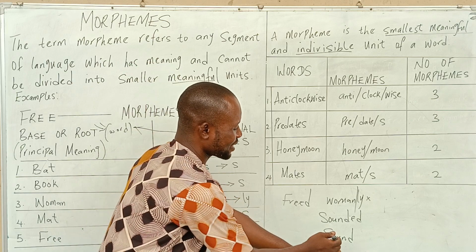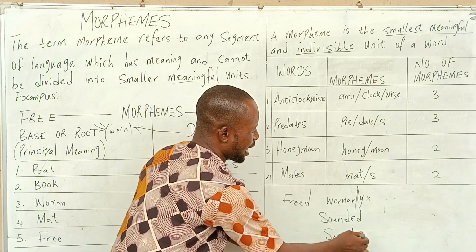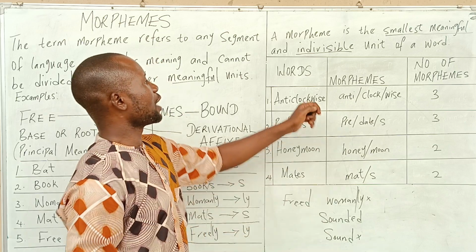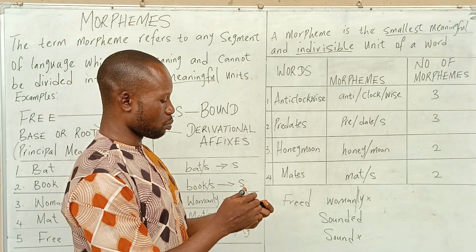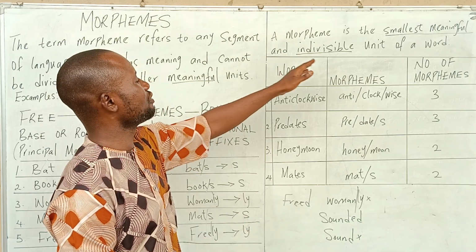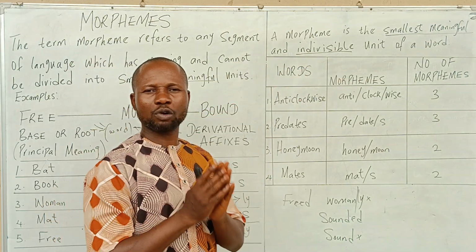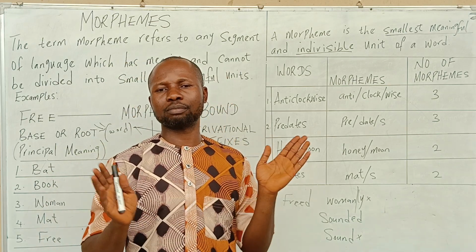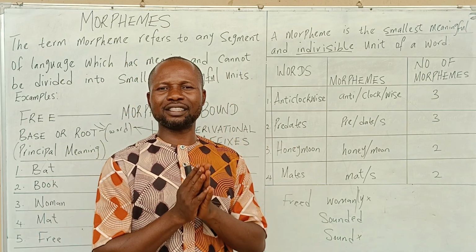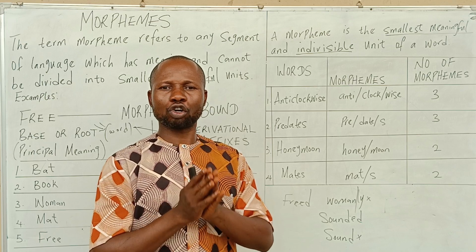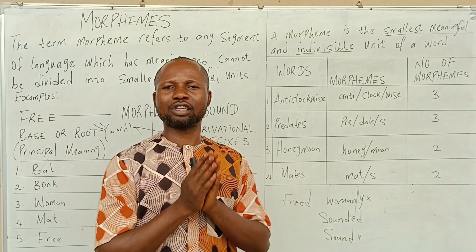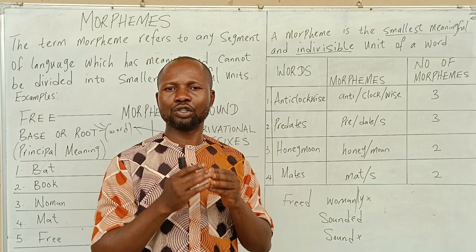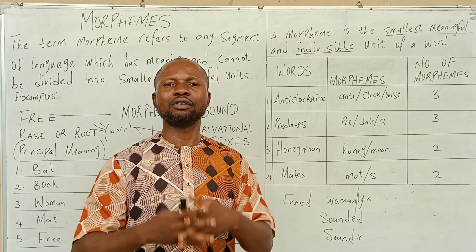If we divide this sound again, we have done what? Harm to it. Therefore, it's damaged. So now you say a morpheme is the smallest, meaningful, and indivisible unit of a word that we cannot divide. Any word we cannot divide again is called a morpheme. Why is it that we cannot divide it? Because if we divide it, we have done damage to the word. The word will no longer have meaning.